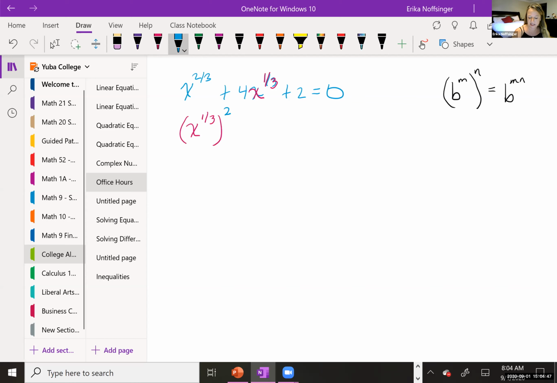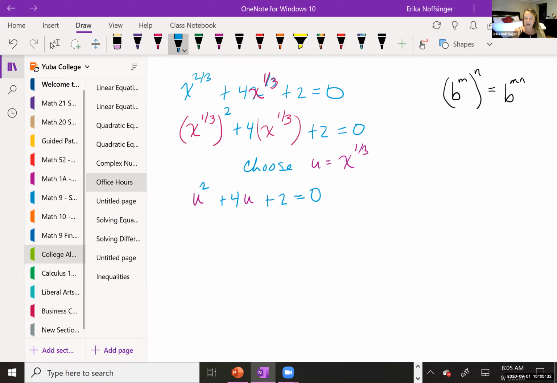So this is now x to the 2/3 plus 4, and then we have this x to the 1/3 plus 2 equals 0. So if we choose u to equal x to 1/3, and we go back in here and plug this in wherever we see an x to 1/3, we now have a quadratic. And so we have here u squared plus 4u plus 2 equals 0.